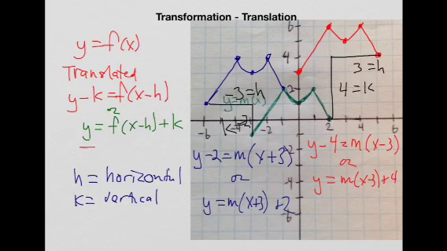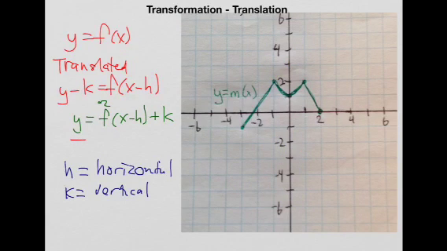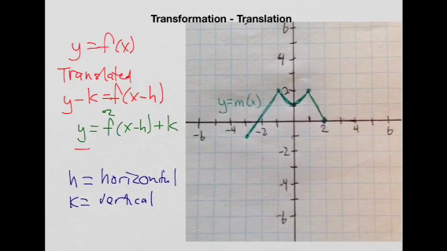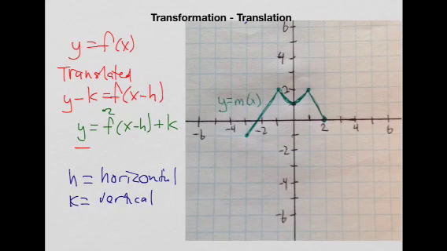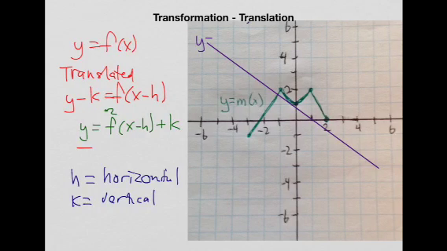So let's try some examples going the other way. Let's again start with my y equals m of x, but in this case, instead of giving you the new graph, I'm going to give you the new function, and we're going to try to graph it. So if I start with y equals m of x minus 2, and let's go minus 3.